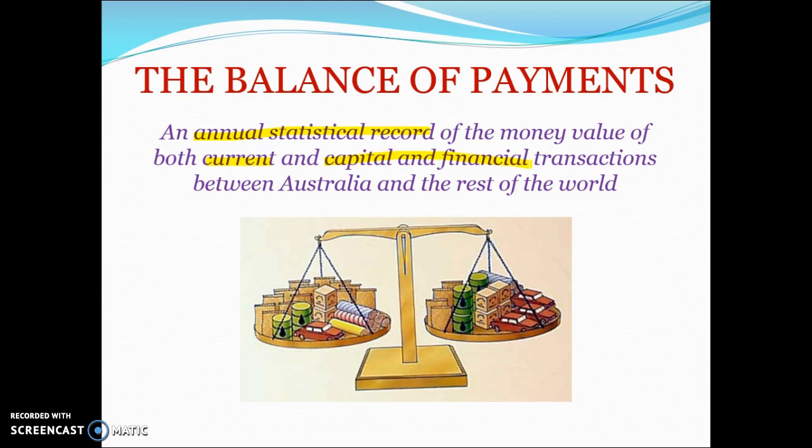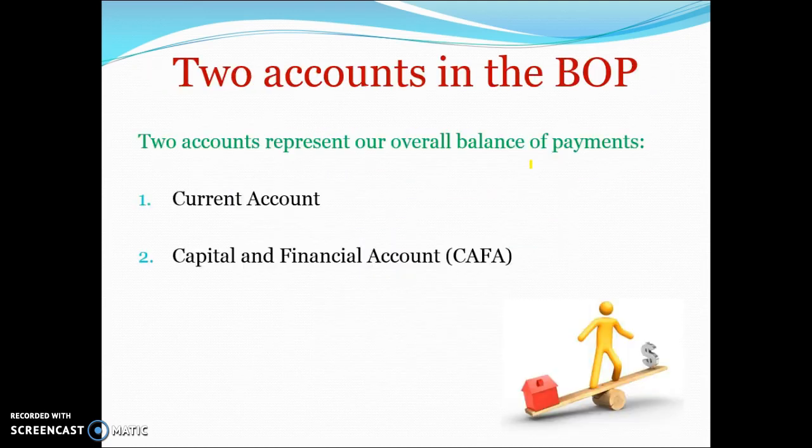So it records all transactions of a financial value, so it's any form of money, that are both current transactions, and I put in brackets, without a future obligation, and capital and financial transactions, e.g. transactions with a financial obligation between Australia and the rest of the world. It has two accounts, the current account, which we'll talk about in this video, and the capital and financial account, which we'll talk about more throughout the rest of this week.